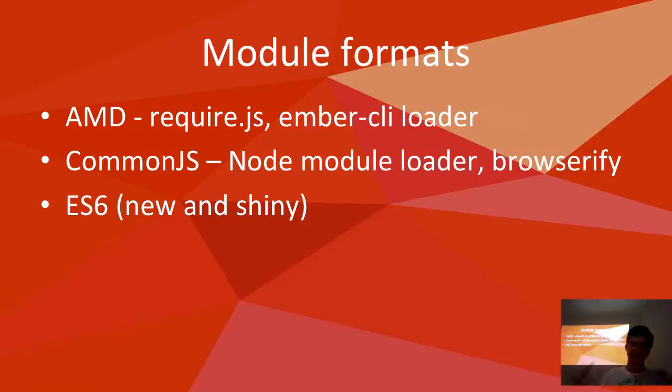But the next version of JavaScript, ECMAScript 6, ES6, will have its own module system, and in Ember CLI we are already using the syntax of that module system, and this system will be the future in JavaScript. It will be the module system of the future. So if you're building something new, it might be a good idea to already build in ES6 and transpile to those other module systems if you need to support them.